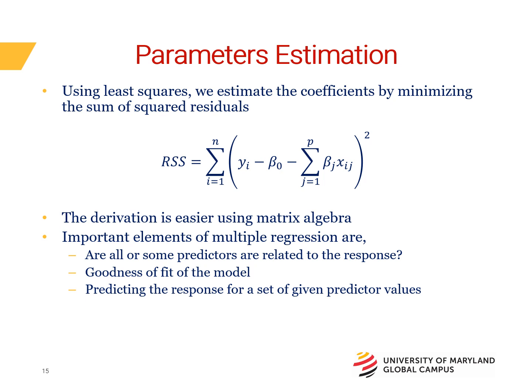Important elements in multiple regression. So now we're dealing with multiple predictors, so we need to account for whether all of the predictors or only some of the predictors are related to the response variable. That becomes important. And also, how do you assess the goodness of fit of the model? Similar to what we did for simple regression, but now you have more predictors to deal with. And for a set of given predictor values, how do you estimate the response variable? Okay. Those are important elements in multiple regression.